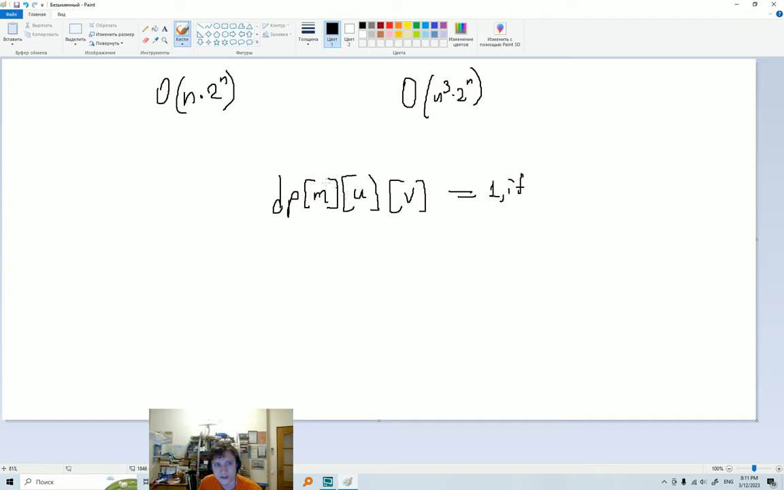So what is the mask? The mask M is some subset of the vertices. There are 2 to the nth ways of choosing it. U and V are some vertices in this mask. So it is one if there is a Hamiltonian path on M which starts in U and ends in V. So in particular, U and V are in M, and there is a Hamiltonian path that goes through all vertices of M exactly once, starts in U and ends in V. And zero otherwise.